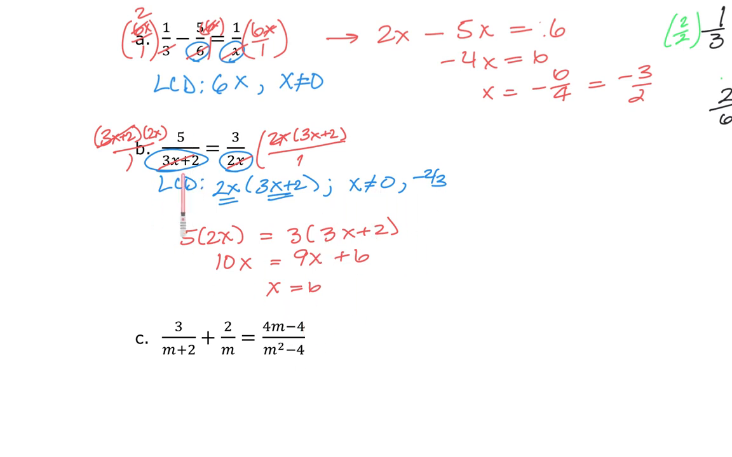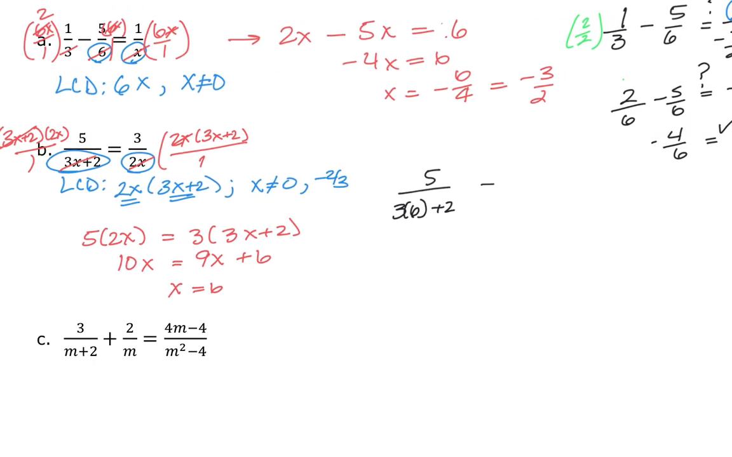Now I'm just going to check it by putting it in here. So I'm going to have 5 over 3 multiplied by 6 plus 2. Does that equal 3 divided by 2 multiplied by 6?